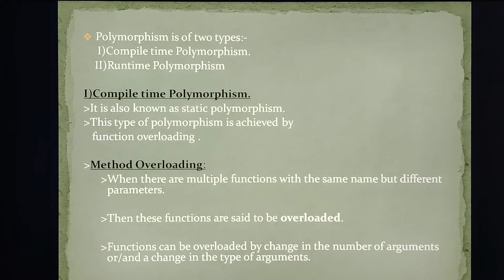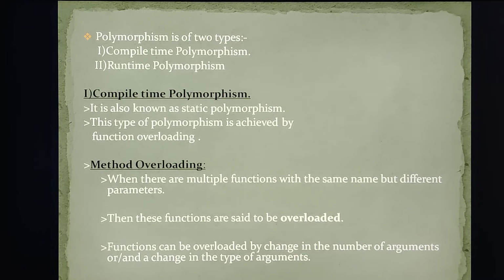So here the main character is method overloading. You will see what method overloading is. When there are multiple functions with the same name but different parameters available, these methods are called overloaded methods or overloaded functions. So how do we create an overloaded method? I told you, same name but different arguments.